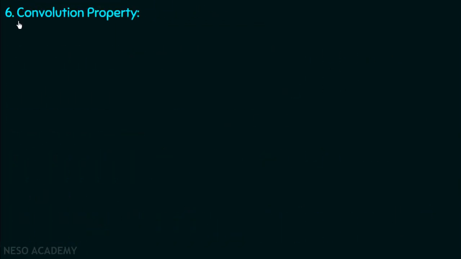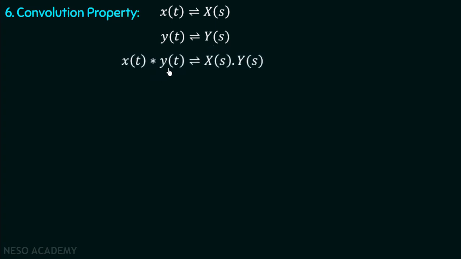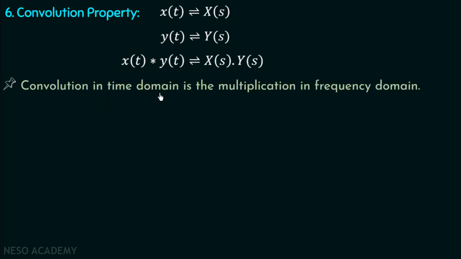Now we are on the discussion of the convolution property of Laplace transform, and it says that if x of t is a function which has a Laplace transform x of s, and y of t is another function which has a Laplace transform y of s, then x of t convolved with y of t will have a Laplace transform x of s multiplied with y of s. It says that convolution in the time domain is multiplication in the frequency domain.